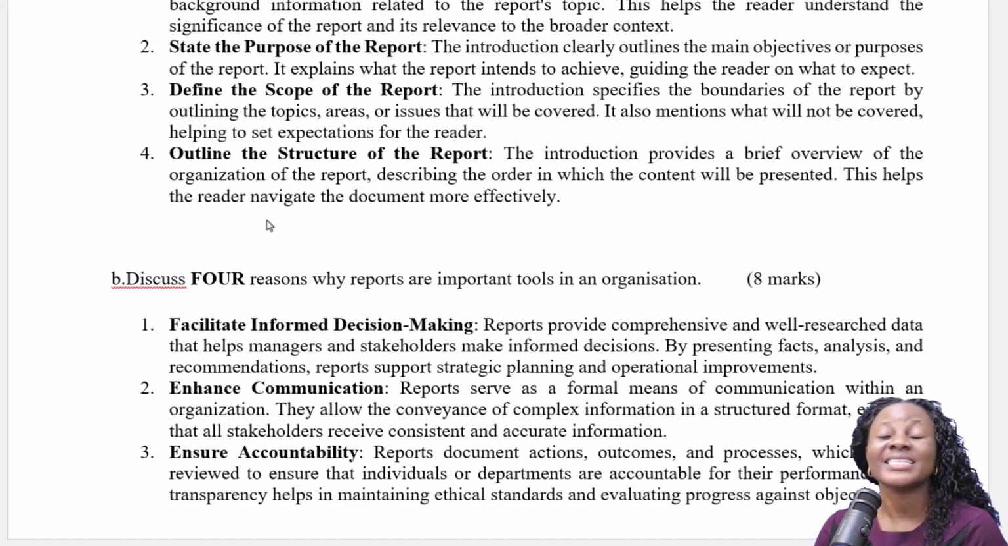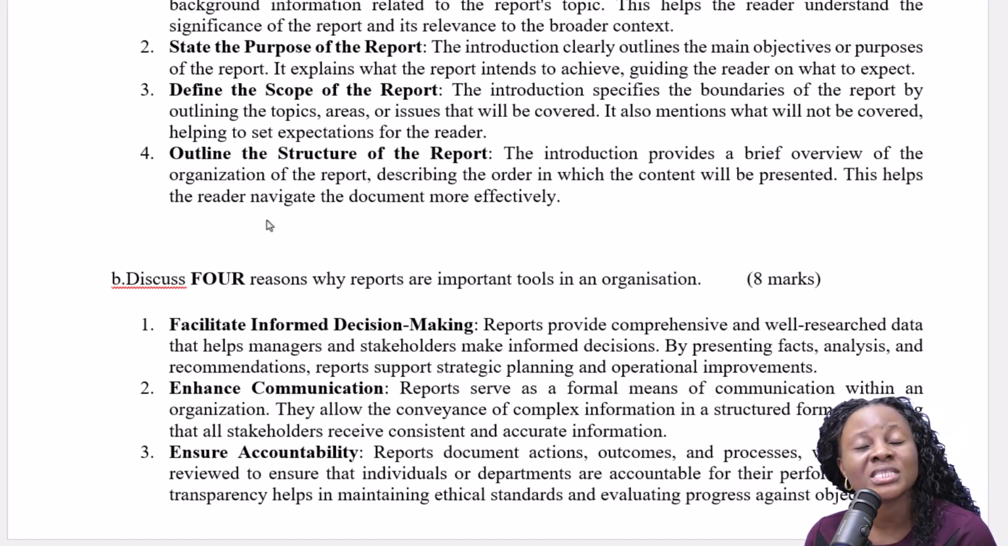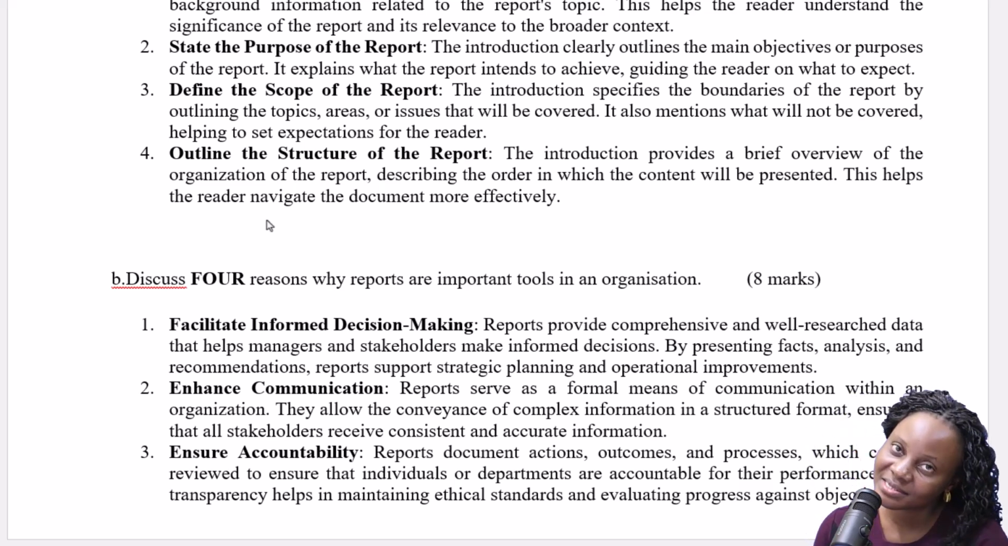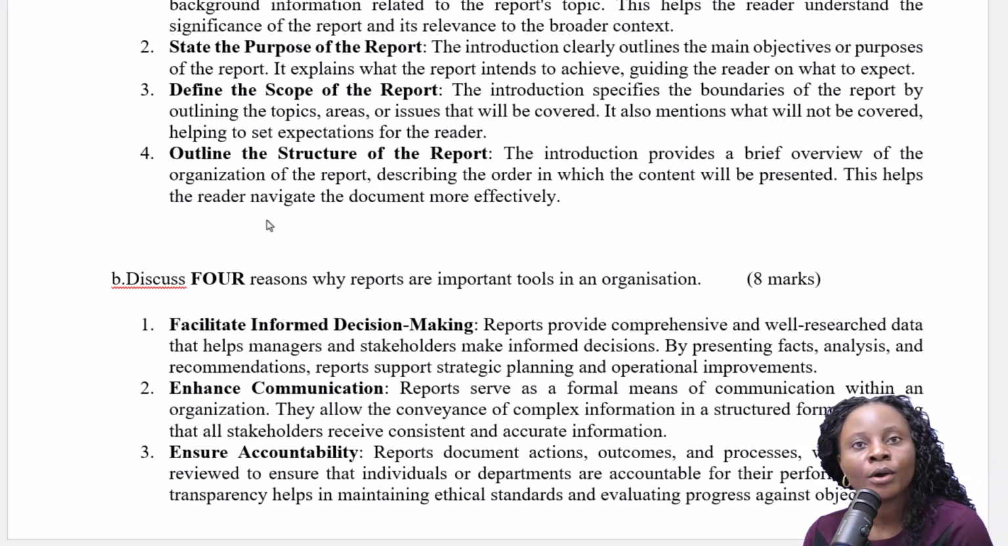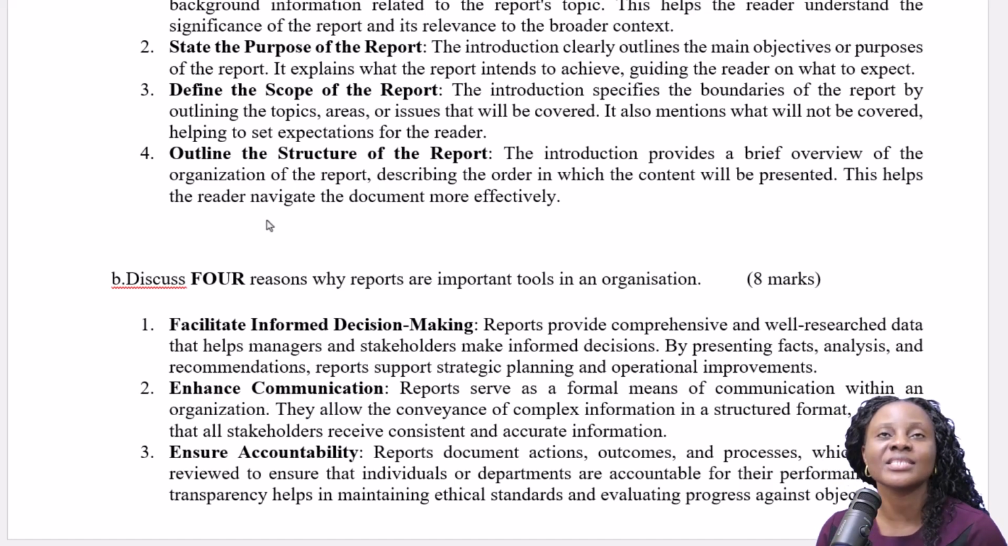And then number 2, it enhances communication. Why? Because reports serve as a means of communication. People write reports because they want to communicate something about a certain thing, about a certain subject, about a certain scenario. So reports will also enhance communication.